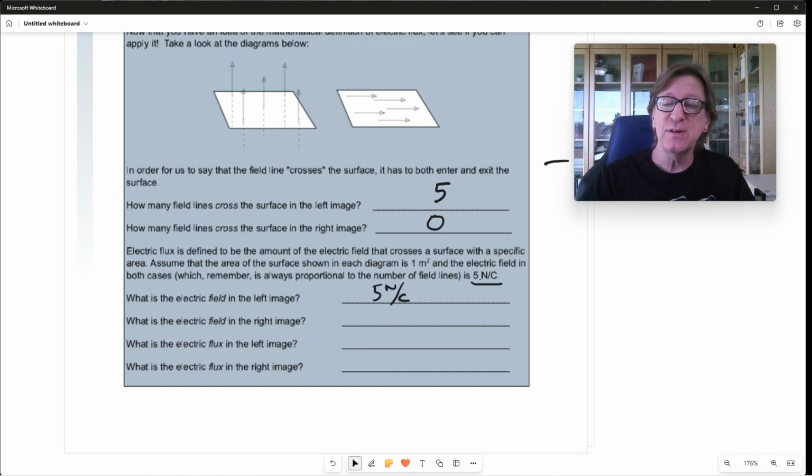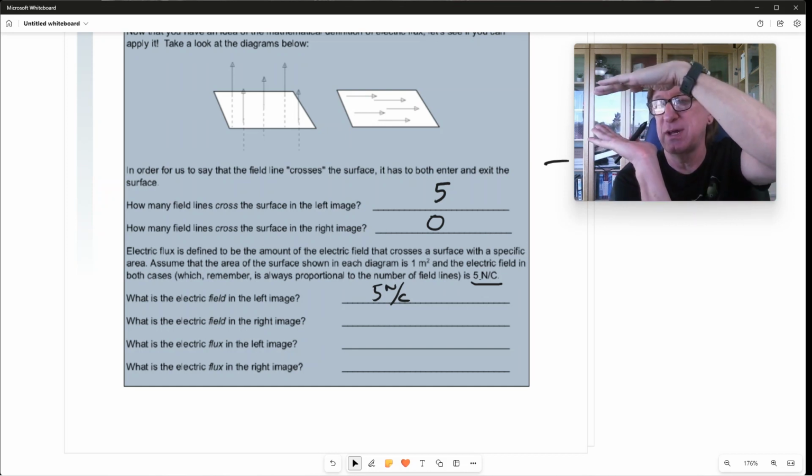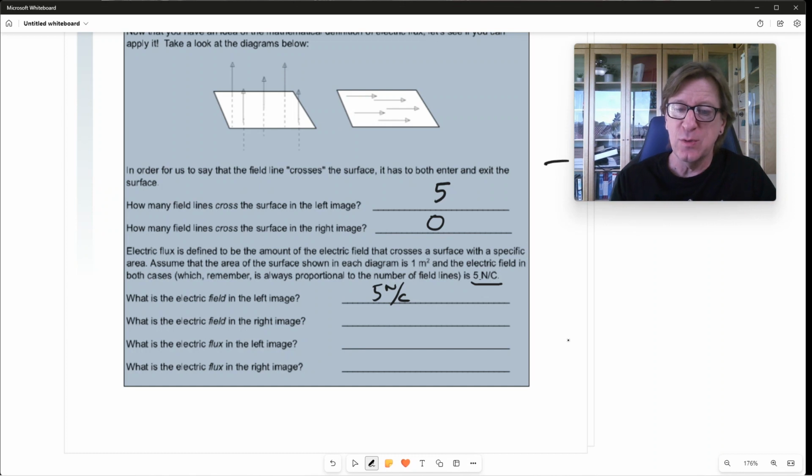What is the electric field in the right image? And this might trick you just a little bit. There are still 5 field lines. It's the same electric field. It's just oriented this way. That's all. And so now they're all lying in this plane here. So that is also 5 newtons per coulomb.